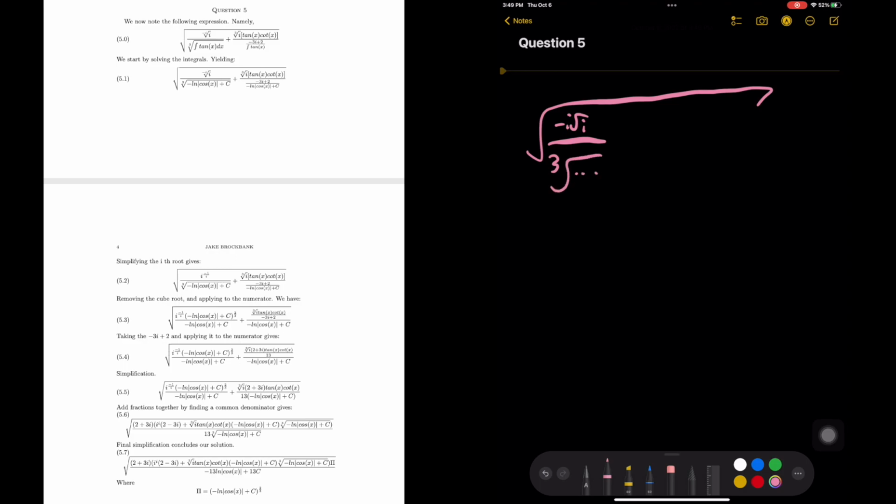Taking the integral of tangent x, the integral of tangent x dx is equal to negative ln absolute value cosine x plus c. Okay, so that will go there. So we're plugging that back into there. And those are both the same, so for the second fraction, it's also negative ln absolute value cosine x plus c. Okay, now we will simplify the ith root.